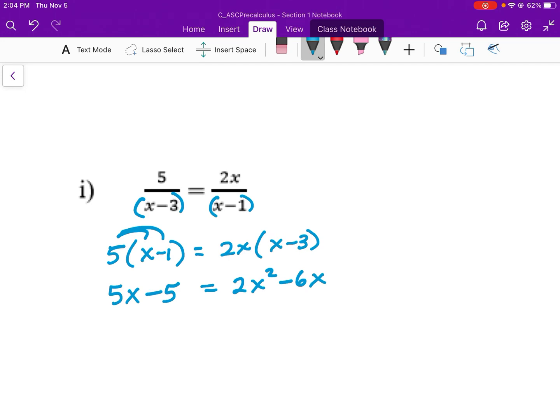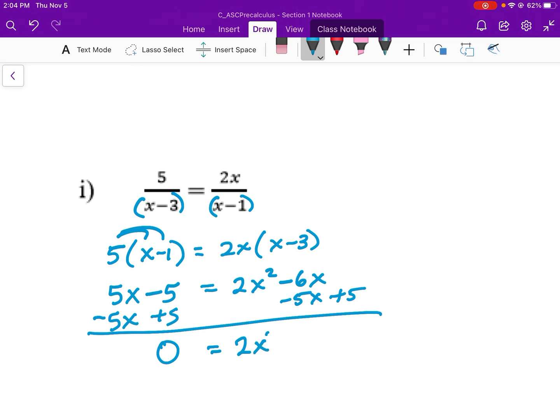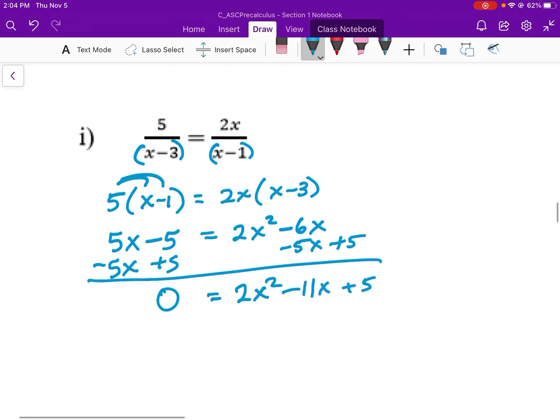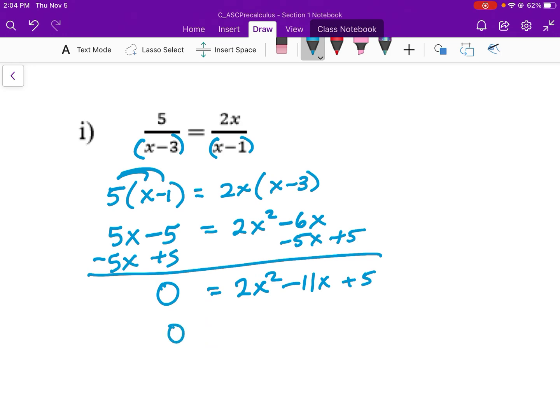And then I go, oh yay, a quadratic. So we set that equal to 0. Subtract 5x and add 5. And I get 0 is equal to 2x squared minus 11x plus 5. The only good thing is that these are factorable. Even if you're not very good at it, you know it has to be factorable.